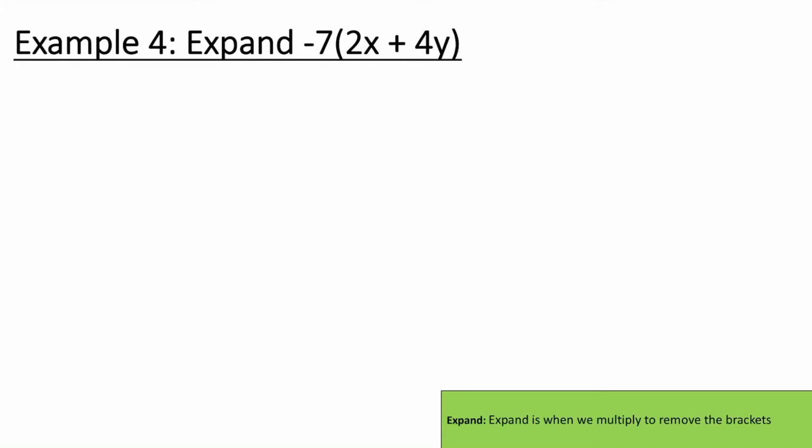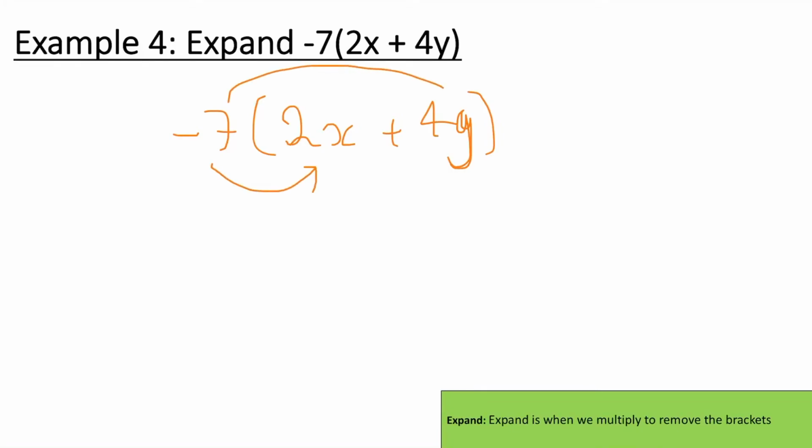Now a final example that we are going to look at is -7 with 2x plus 4y inside the bracket. So as we established, when we are expanding brackets, we are multiplying whatever's on the outside of the bracket by everything on the inside of the bracket one by one. So starting off with the first term, so we've got -7 times 2x, which will give us an answer of -14x.